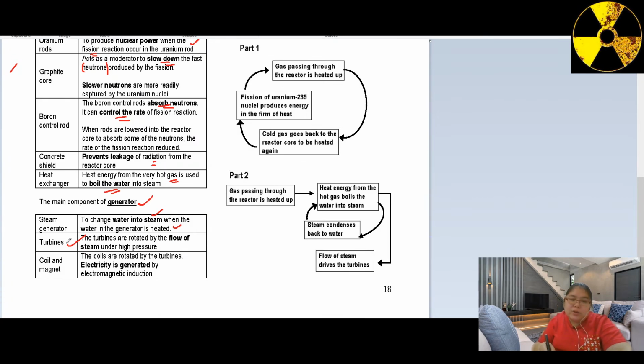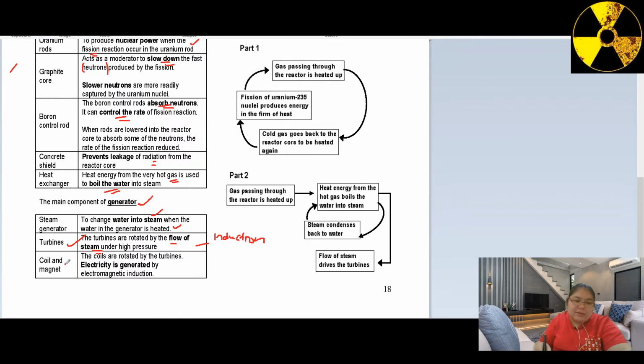They're using relative motion. Remember 3.3, induction. They're using the process of induction. That means the turbine rotates because of the steam. The steam is at very high pressure, so finally it can rotate the turbine. Inside the turbine there is sure to be a magnet. After that, you get relative motion.